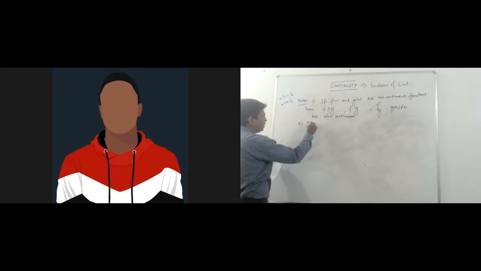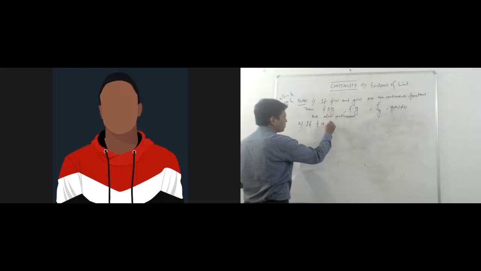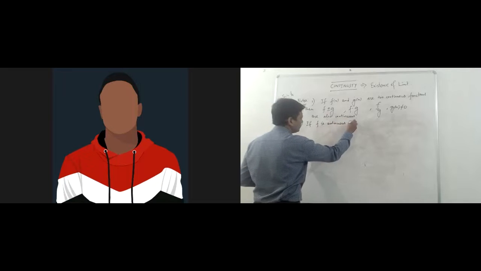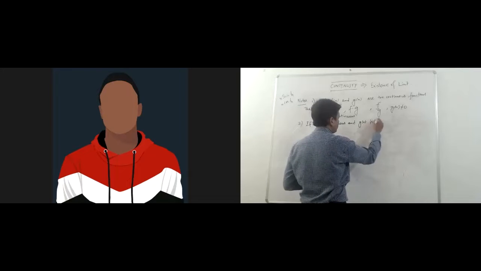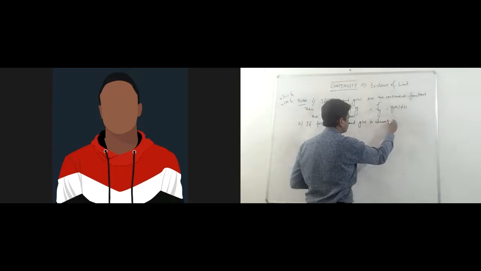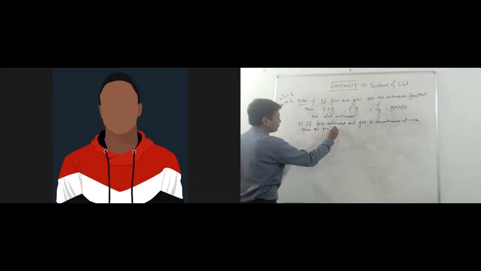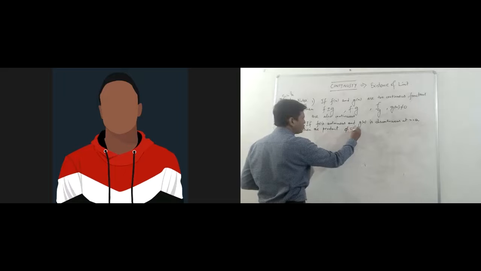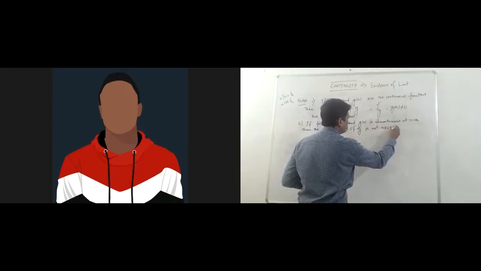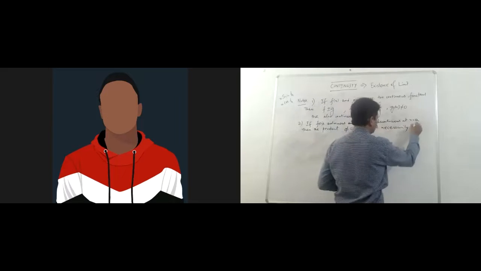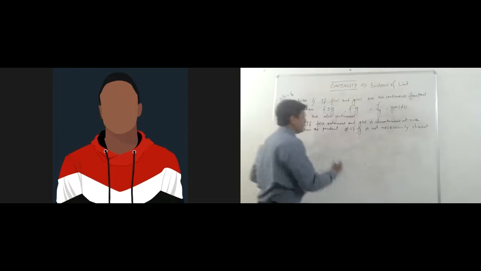Number two, if f(x) is continuous and g(x) is discontinuous at x equal to a, then the product phi equal to f into g is not necessarily discontinuous at x equal to a.